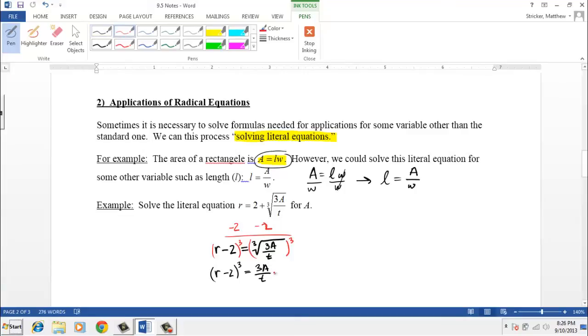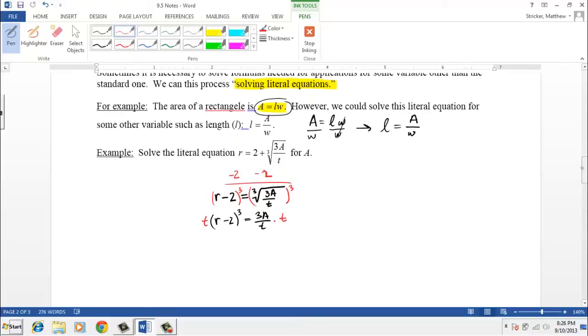So now we could multiply both sides by t to get rid of our denominator here, which gives us t times (r minus 2) cubed equals 3a. We still don't quite have a by itself. Our last step is to divide by 3. So we end up with a, that's by itself, is equal to t times (r minus 2) cubed all over 3.